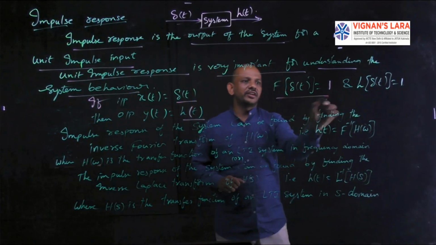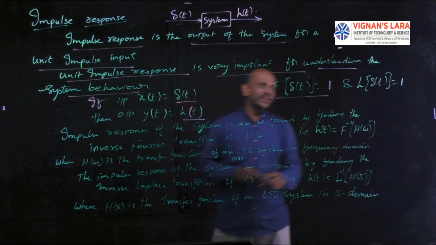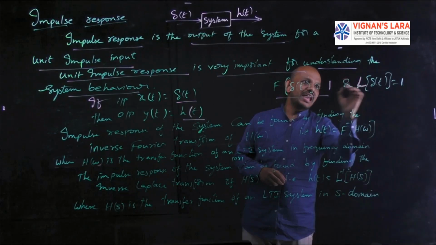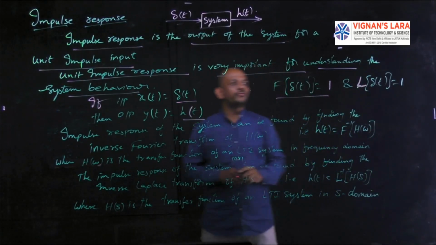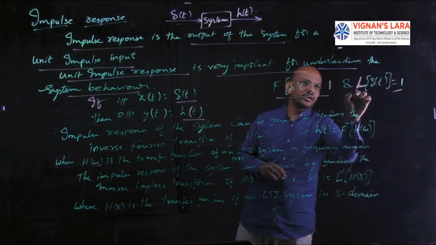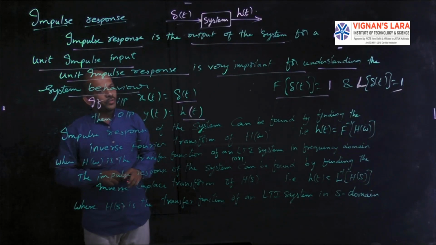Okay, the Fourier transform of a unit impulse signal is 1. In the same way, the Laplace transform of a unit impulse will also be equal to 1. Laplace transform of del of t is also equal to 1.